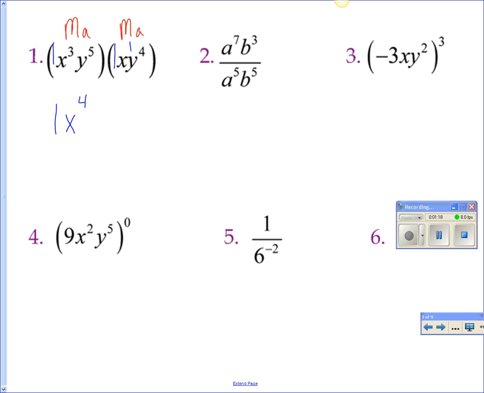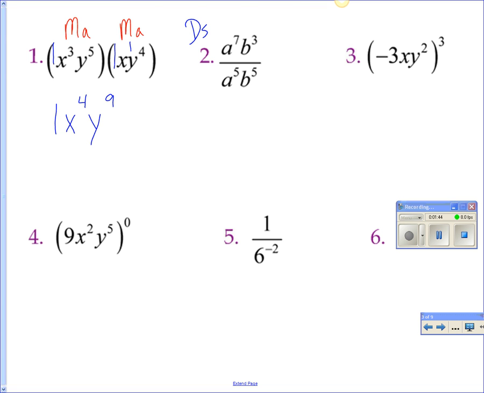Gracie, it would be y to the what? Very good. You add the little numbers. Very good. Anybody have a question on number 1? All right, number 2, Jesse, what rule is that? Very good. It is DS. DS, anybody, what does DS stand for? Good. Divide the big number, subtract the little one.